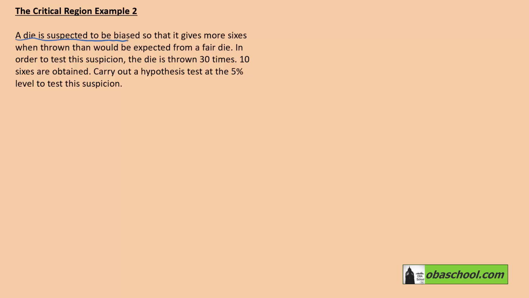A die is suspected to be biased so that it gives more sixes when thrown than would be expected from a fair die. In order to test this suspicion, the die is thrown 30 times. 10 sixes are obtained. Carry out a hypothesis test at the 5% level to test this suspicion.